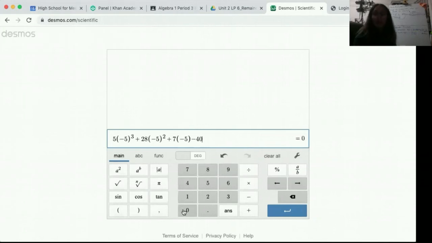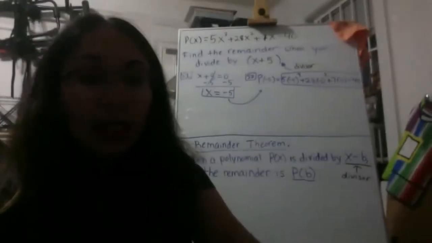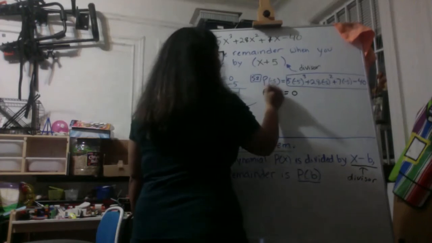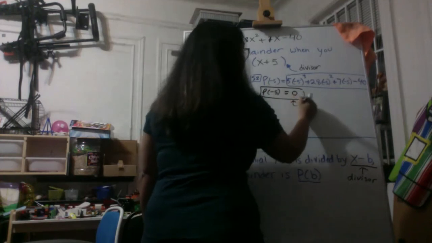Now, if you were taking a Regents or a state exam where you had to show your work, you could still use your calculator. You just have to show the work of all the x's being replaced by the value, and then plug it all into the calculator. And notice here, I got 0 right here. So let me stop sharing. So I end up getting that that whole thing is equal to 0. In other words, p of negative 5 is equal to 0, and that 0 is my remainder.